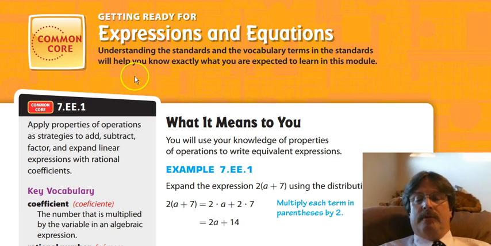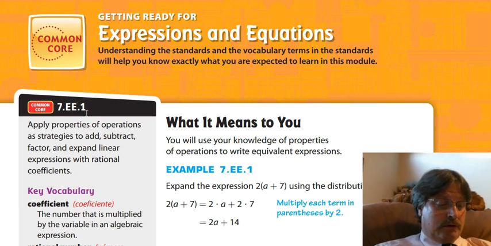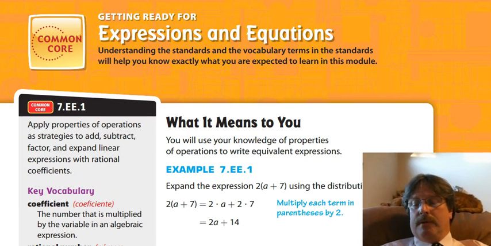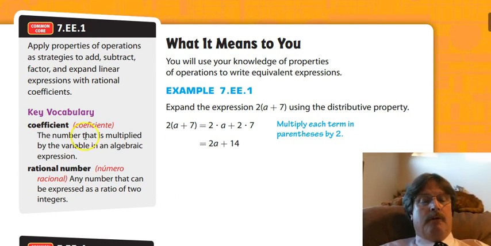As we get ready for moving into lesson 6.1, the 7.EE.1 standard, the expressions and equations, a couple of key vocabulary terms that we have here. We have the coefficient, the number that is multiplied by the variable in an algebraic expression. Coefficient is this guy right here, the number that is multiplied by the variable.